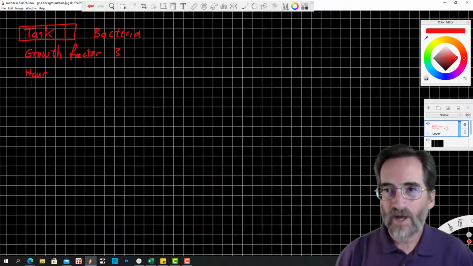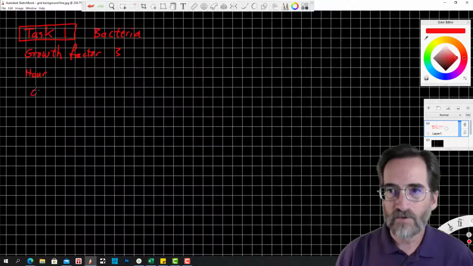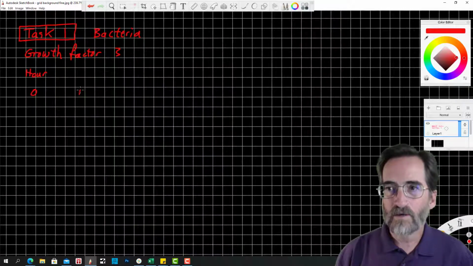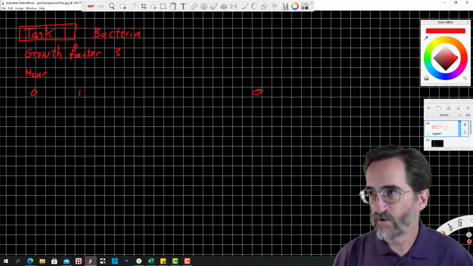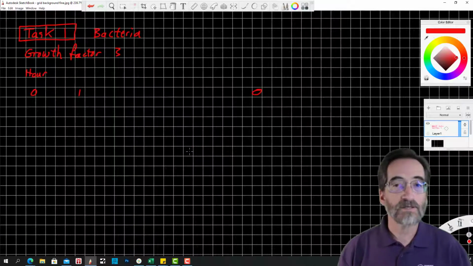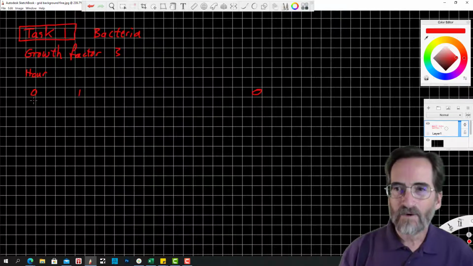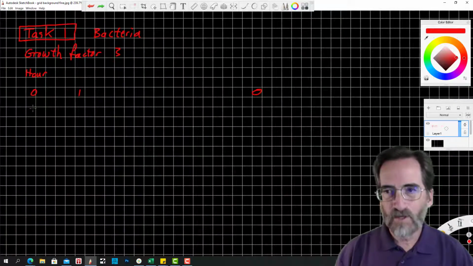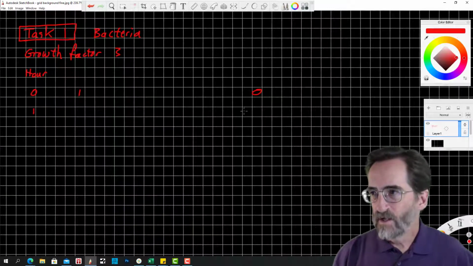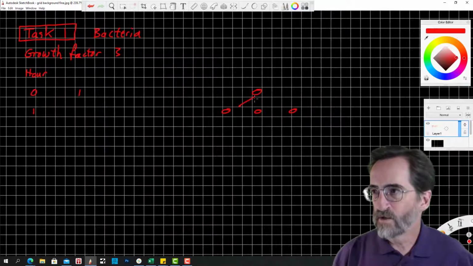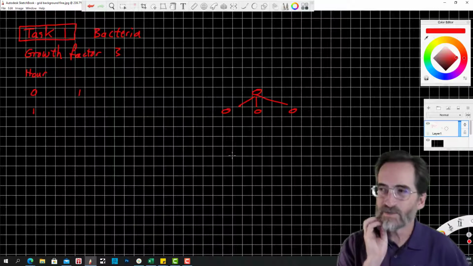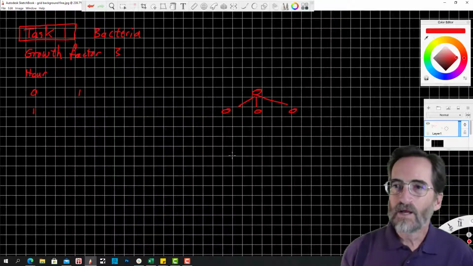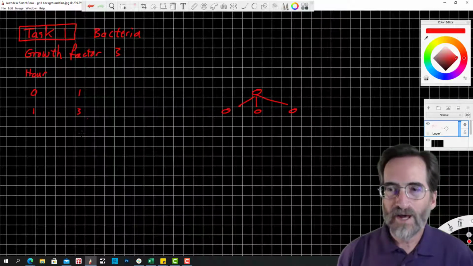In hour zero, there is one lonely bacteria. So here he is. I'm just going to put him over here. One lonely bacteria. At hour number one, something miraculous happens. That single bacteria divides into 3 new bacteria. Okay, 3 bacteria through the magic of mitosis. And so now there are 3 bacteria.